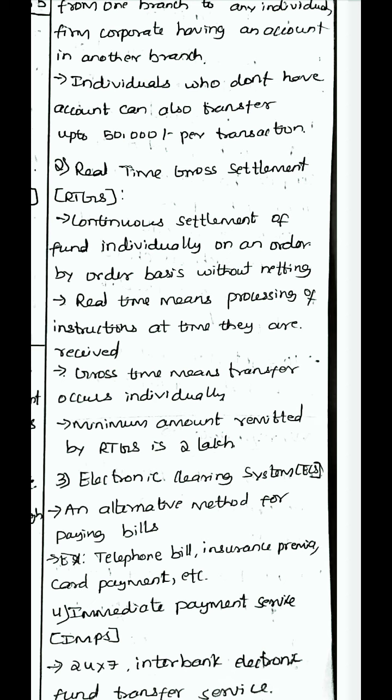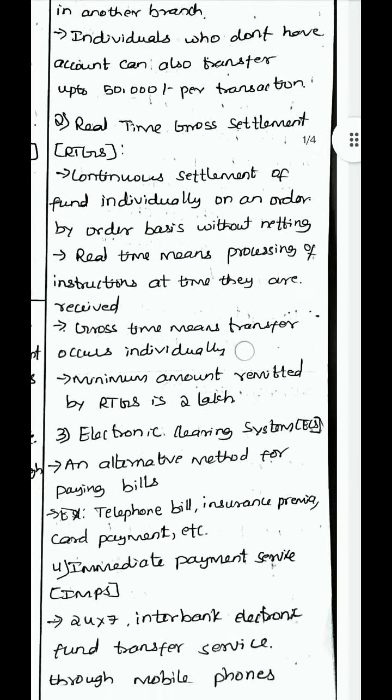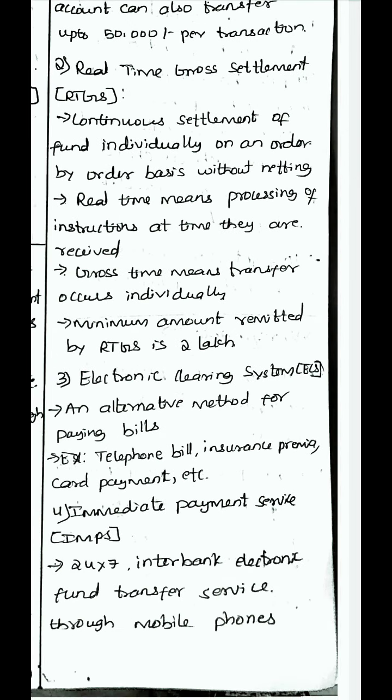The minimum amount remitted by RTGS is 2 lakh rupees. So if you are going to transfer at least 2 lakh rupees, then you can use the RTGS system. The next is Electronic Clearing System, ECS. It is an alternative method for paying bills, for example telephone bill, insurance premium, car payment, etc. So for the payment of bills, ECS can be used.